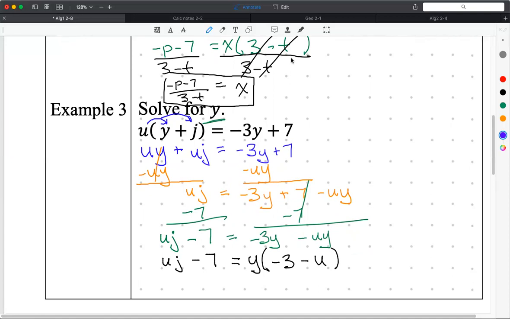So Braden, what do we do to both sides? Divide by negative 3 minus u on both sides. And then what do I have on the right-hand side? Y, exactly, because all that got canceled out. And we can rewrite our answer over here. Y is equal to, the numerator is uj minus 7, and the denominator is minus 3 minus u.